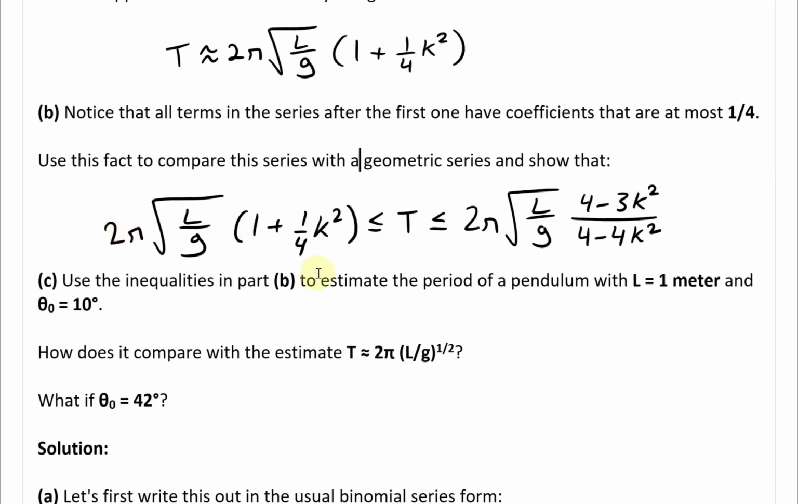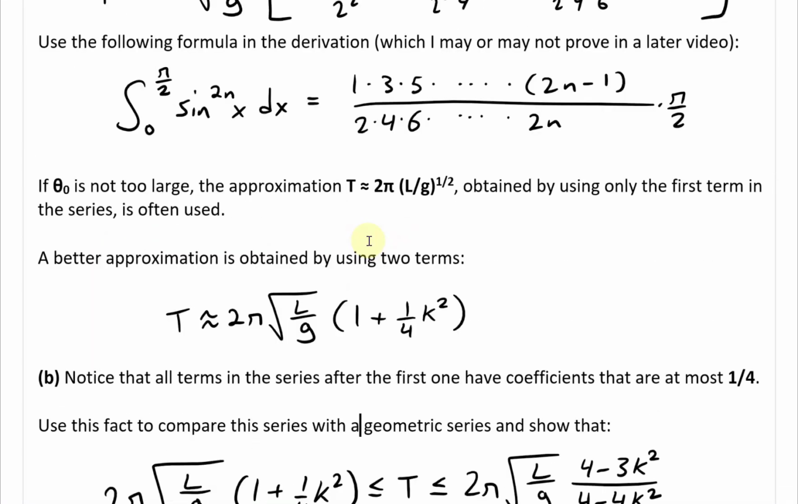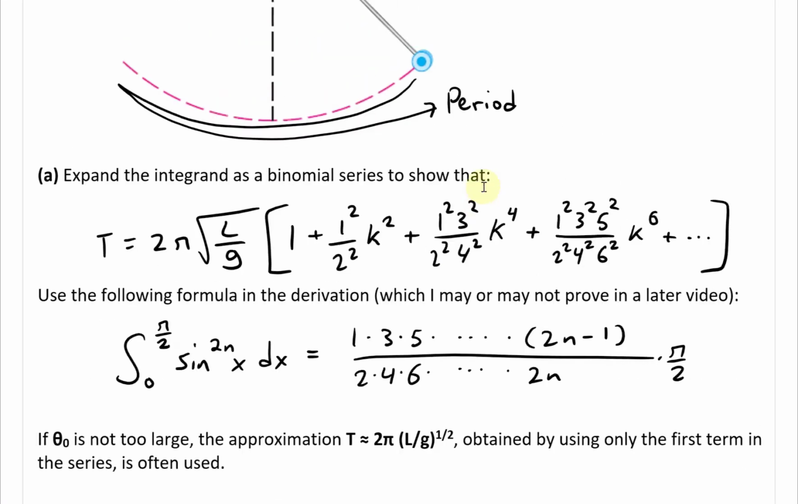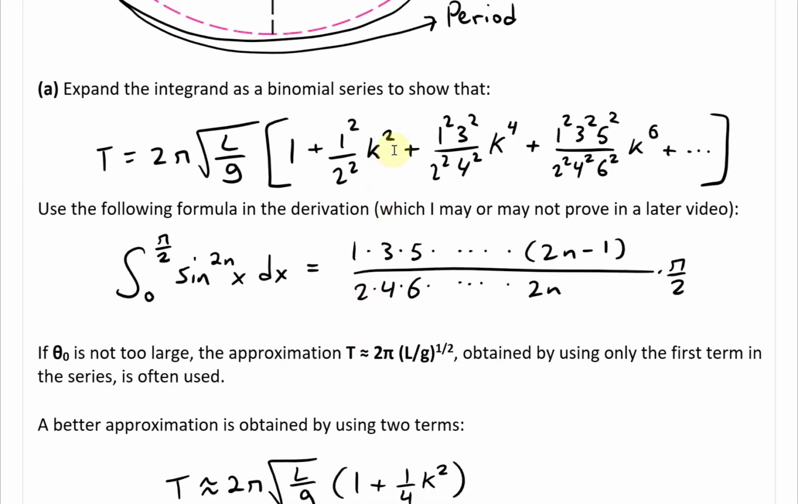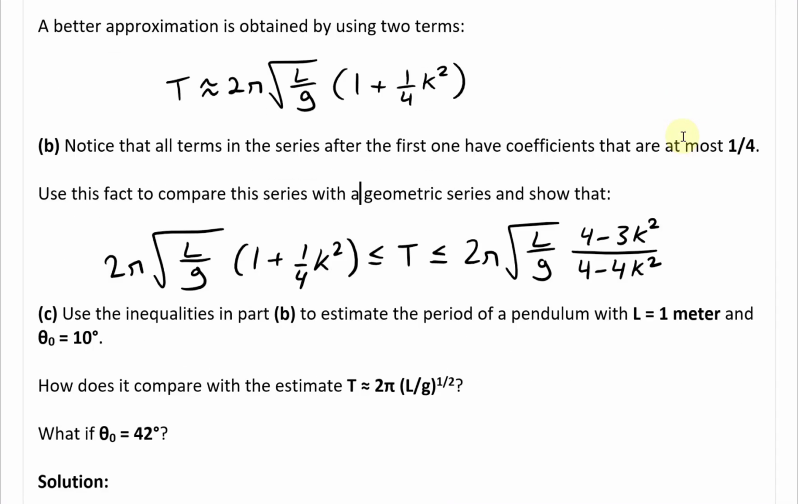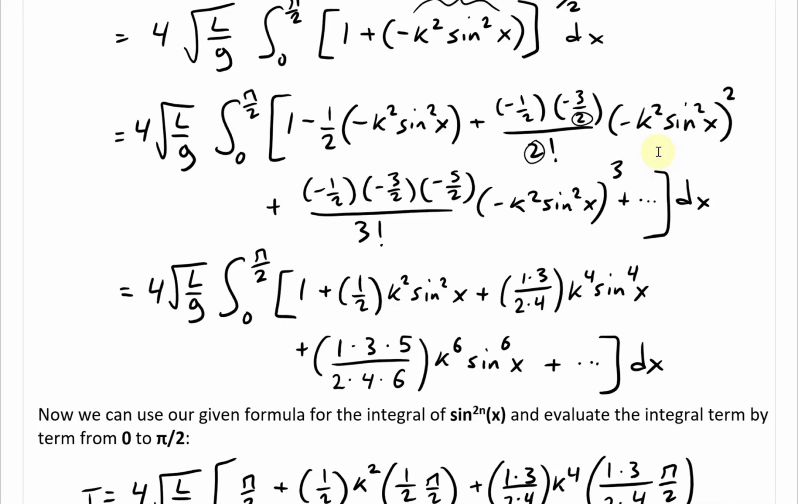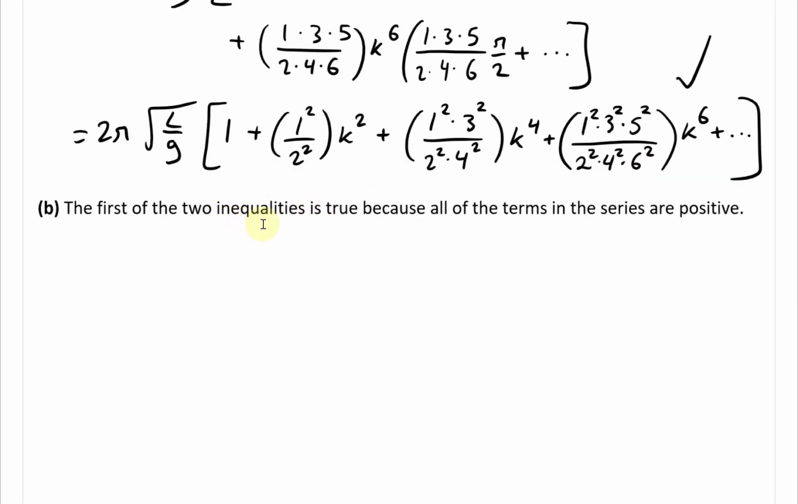So we can see that this part's true, but it's greater than this one because all these terms are positive. So if we take only the first two terms, the actual period is going to be bigger than this approximation, because we have these extra positive terms. So let's just write that down. The first of the two inequalities is true because all of the terms in the series are positive.